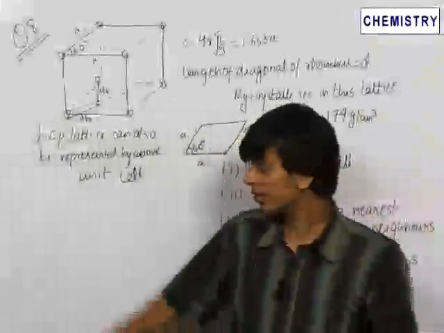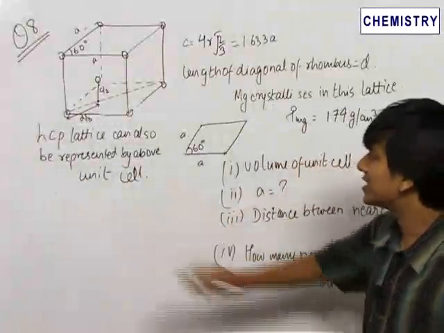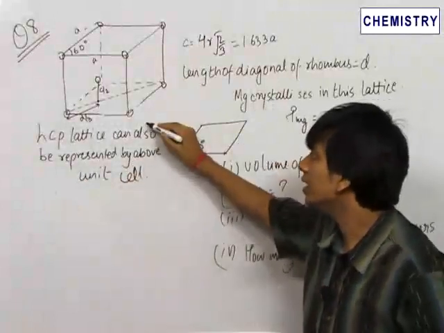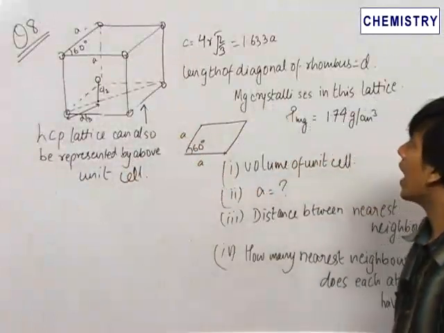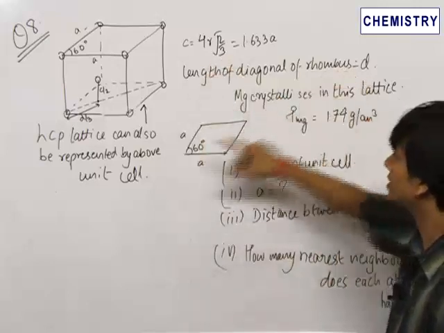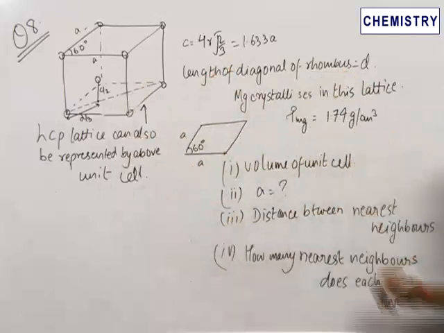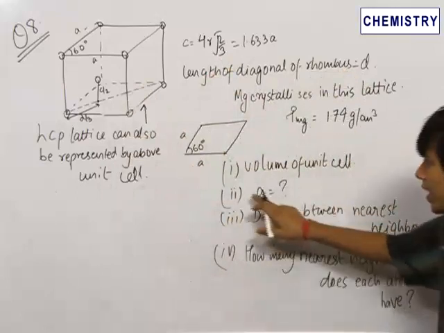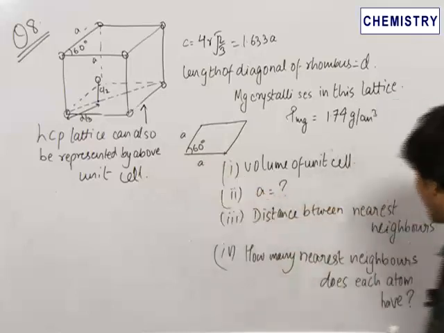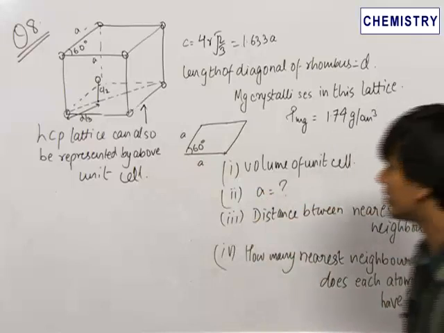The eighth question that we have is a very important and interesting question. We have been given that the HCP lattice can also be represented by the above unit cell, and we have been given c = 4r√(2/3). We are given that the length of the diagonal of the rhombus is d, and the density of magnesium is given. We need to find the volume of the unit cell, the unit cell length, the distance between nearest neighbors, and how many nearest neighbors each atom has.